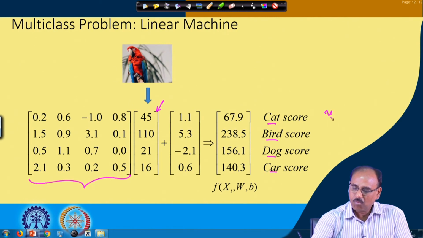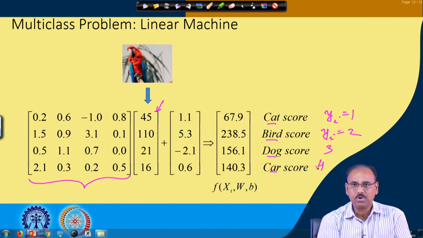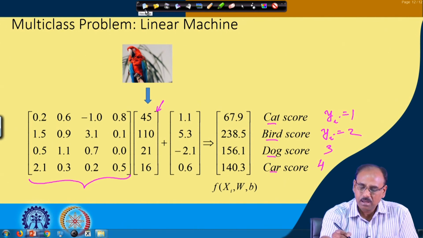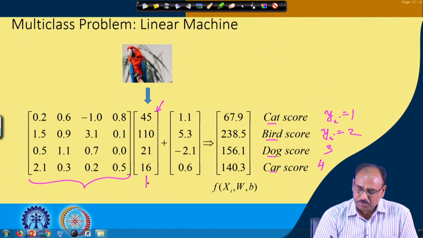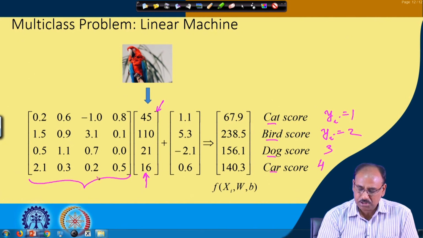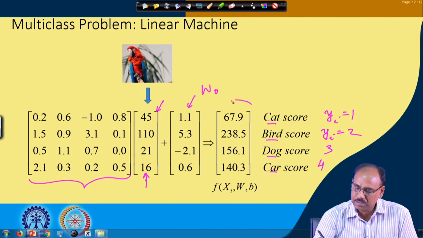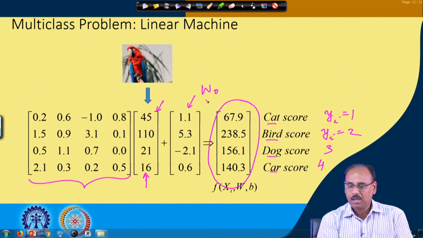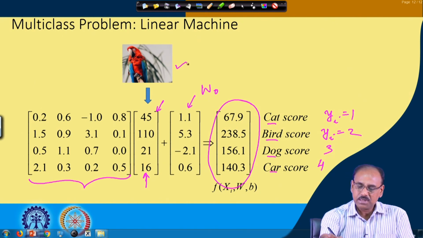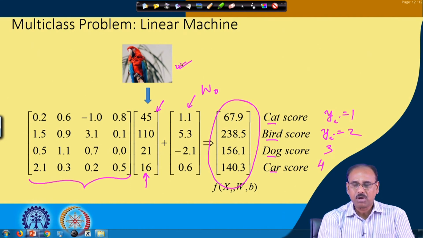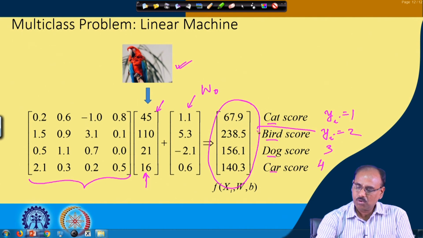So, for cat, yi will be equal to 1, for bird yi will be taken as 2, for dog it will be taken as 3 and for car it will be taken as 4, which are the indices to all these different categories. When you multiply this vector with this matrix W, and this is my bias vector W naught, I get this output which is the score. Over here, because this is an image of a bird, the bird score is maximum.